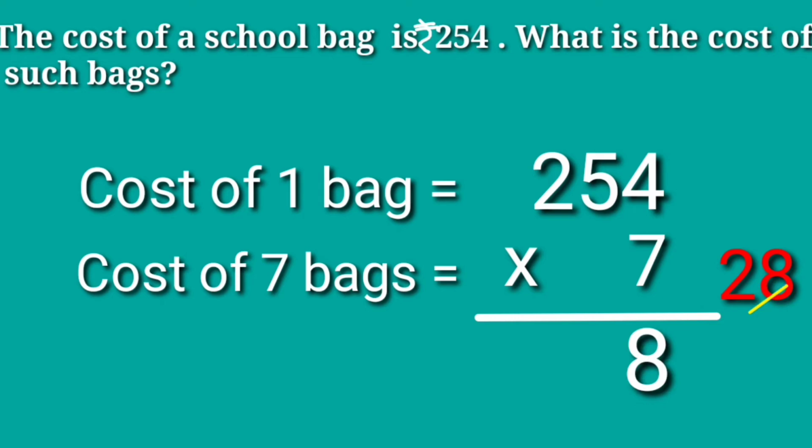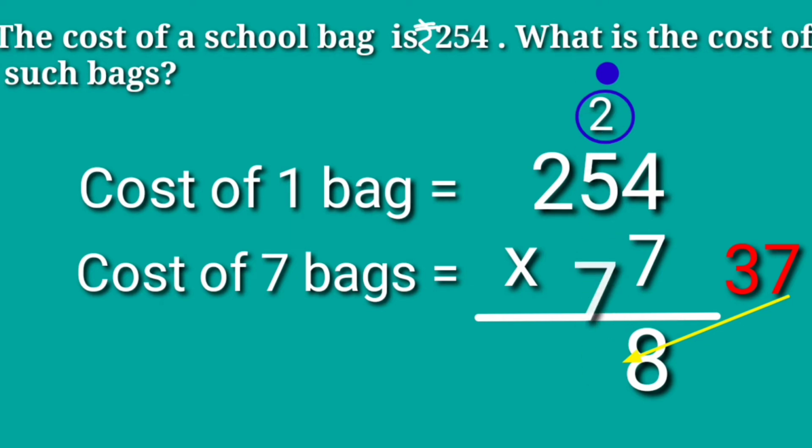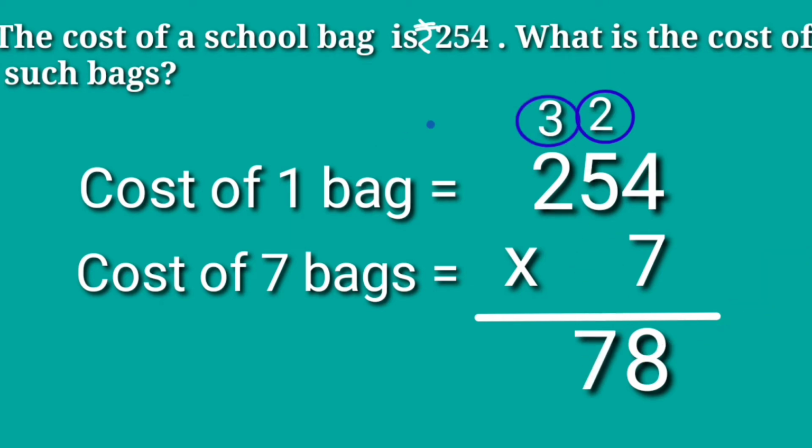Let us write this 8 in the ones place and this 2 is carry over. It goes to tens place. Let us move to the next. 7 by 5. Here let us recall 7 times table or 5 times table. 5 sevens are 35 plus this carry over 2 equal to 37. Let us write this 7 in the tens place and this 3 is carry over. It goes to the hundreds place.